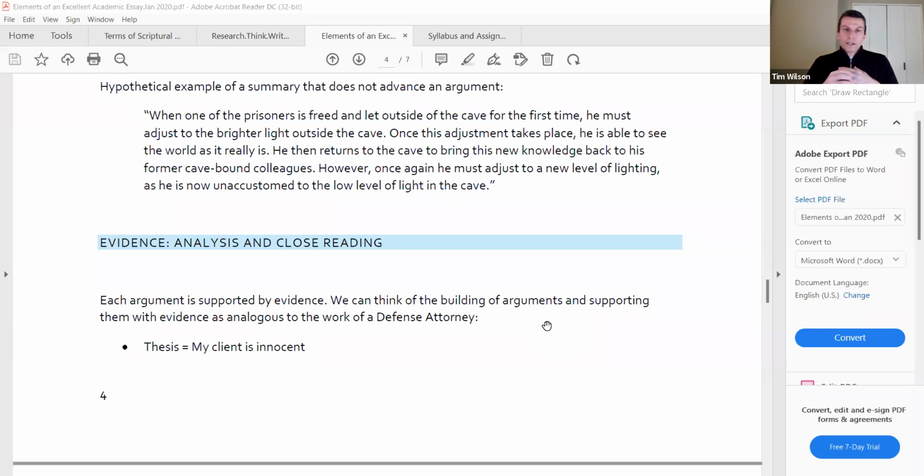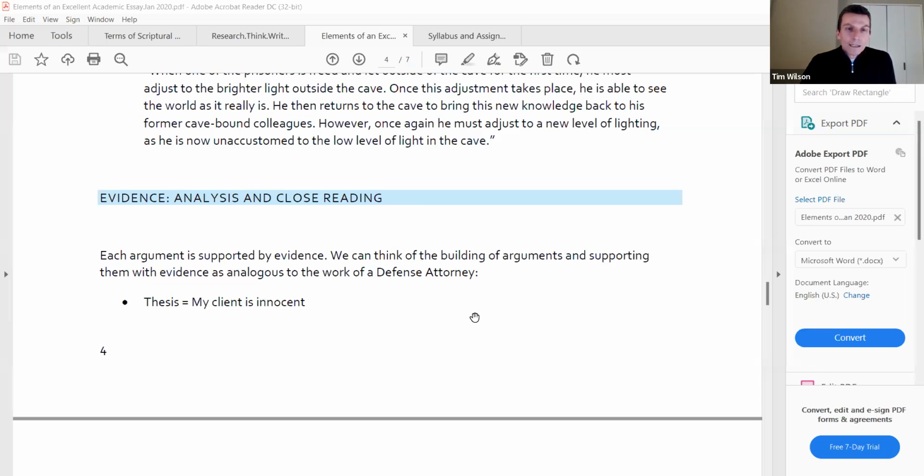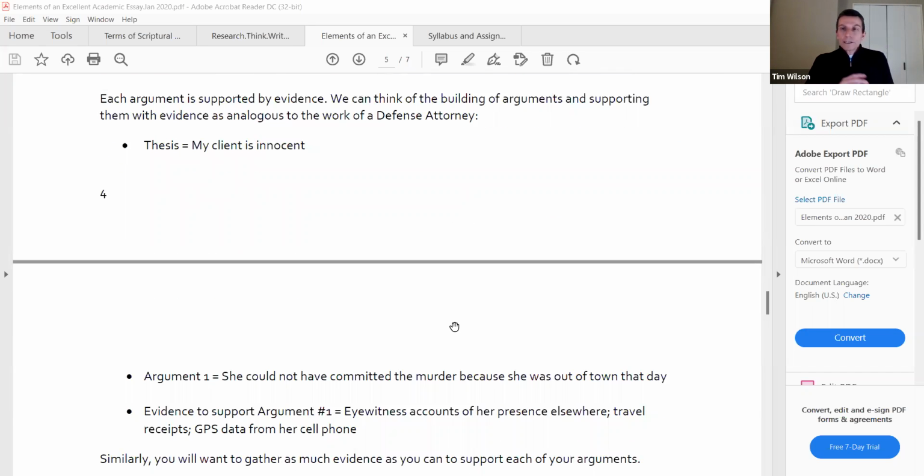Okay, so when it comes to evidence, the biggest thing I see is people don't have evidence. They do not show evidence. Now I try to think of what you're doing here as being a defense attorney. I love this analogy. So your thesis is kind of like the defense attorney saying, my client is innocent. Now your argument, maybe your first argument is she could not have committed the murder because she was out of town that day. So a good defense attorney is going to have several arguments that they make.